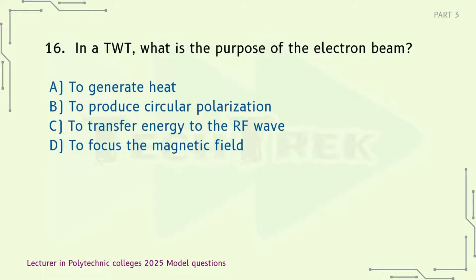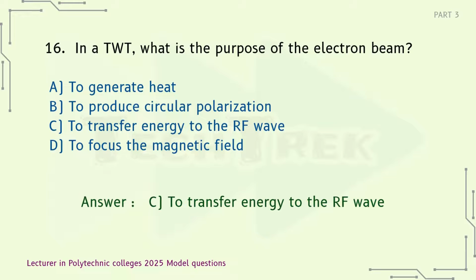In a TWT, what is the purpose of the electron beam? A. To generate heat. B. To produce circular polarization. C. To transfer energy to the RF wave. D. To focus the magnetic field. Correct answer is option C. To transfer energy to the RF wave.